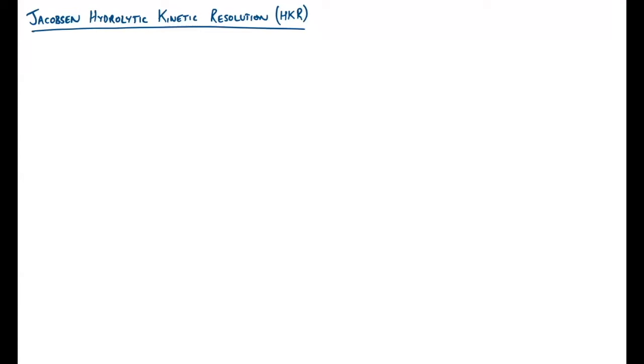Hi everyone. So this is one of my absolute favorite reactions in organic chemistry, the Jacobsen Hydrolytic Kinetic Resolution, or HKR. This is a transition metal mediated reaction. In fact, it uses cobalt, and it's a really powerful method in asymmetric catalysis. It has an impressively low catalyst loading.